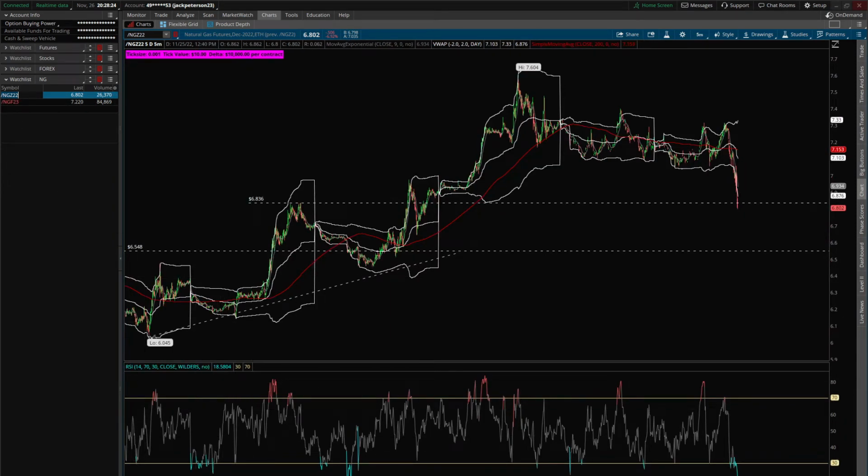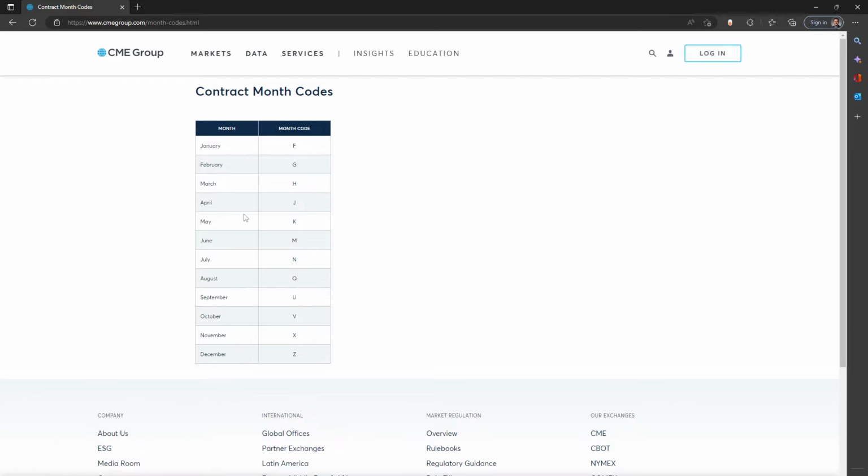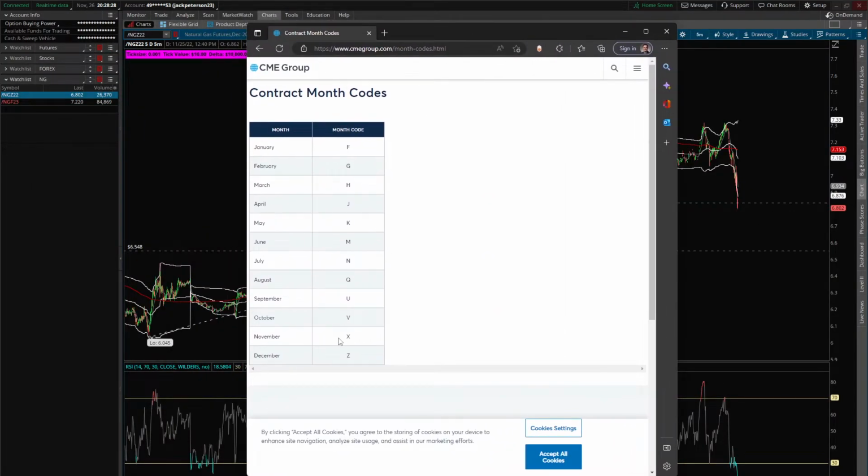NGZ22 was what we were just looking at, right? So if we pull this up and we look at December, December's month code is Z. So /NGZ22 essentially means I want to trade natural gas, I want to trade the December contract, and I want to trade it for the year 2022.